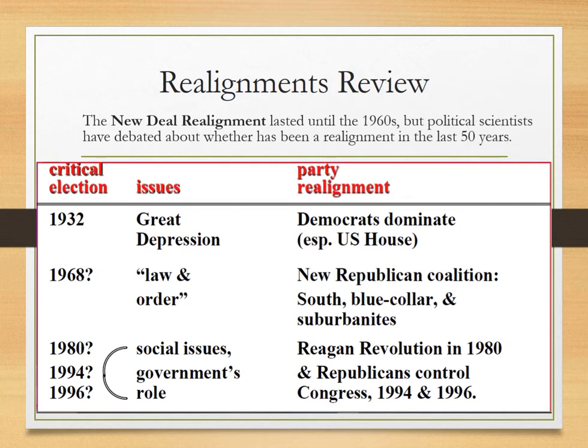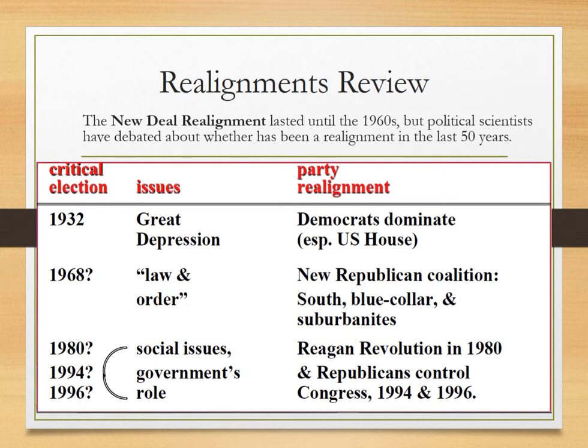In 1968, some might argue that was a critical election that proceeded after 1964, around law and order. A new Republican coalition emerged around issues, particularly civil rights reform. You had the South, blue collar voters, or what would become known as Reagan Democrats, and suburbanites emerge as part of the Republican coalition. And so the Republicans were becoming a more dominant coalition.